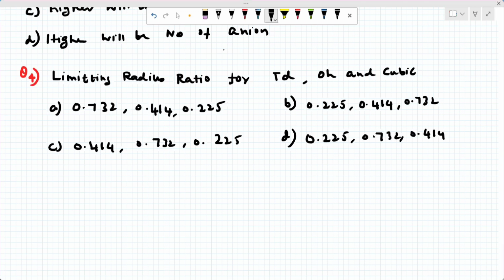How to find this question's answer? Tell me, anyone. What is the answer? Simple. Coordination number increases, radius of cation over anion increases. Coordination number 4, then 6, then 8. Lowest to highest. Option B is correct. Simple. Understand?